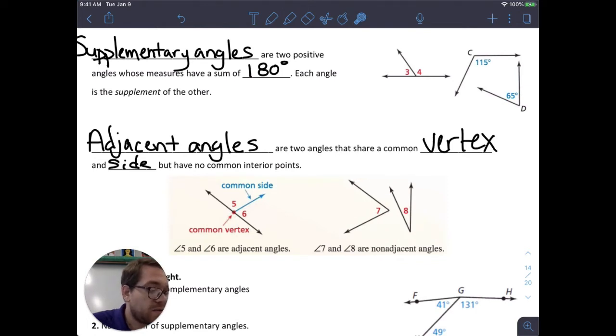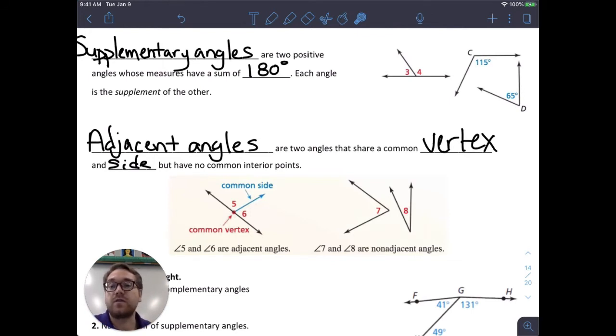And then the part about having interior points for 5 and 6, we would see that they have this side in common, but none of these points are the same as these points over here. And so they have no common interior points for those angles. Okay? So we'd say these are adjacent, and these are non-adjacent. Okay? So learning these words is helpful as we start talking about angles a lot more. It's just good to have the right vocabulary.